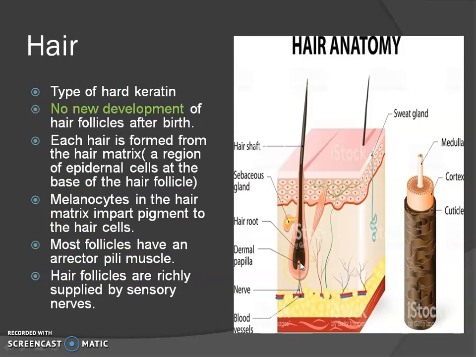As the cells move up inside the tubular epidermal sheath of the follicle, they lose their nuclei and become converted into the hard keratin hair shaft. Melanocytes in the hair matrix impart pigment to the hair cells. The change with age is due to decreasing melanocyte activity. Most follicles have an arrector pili muscle.